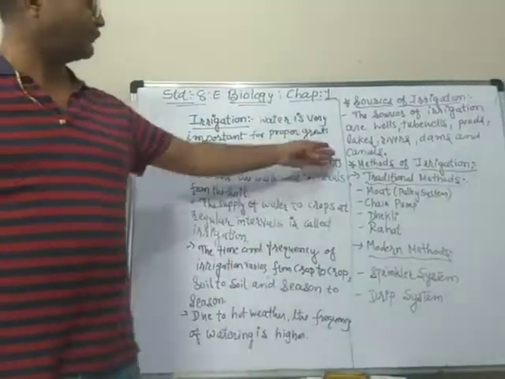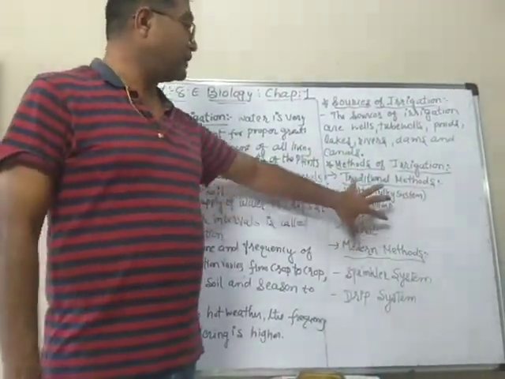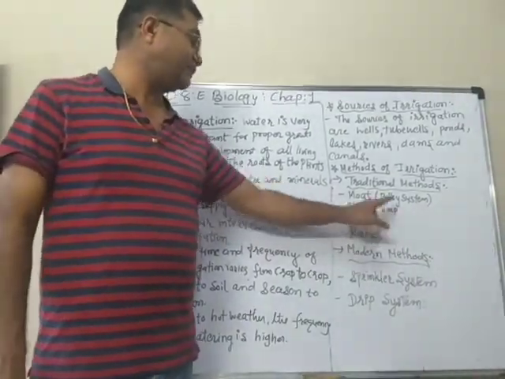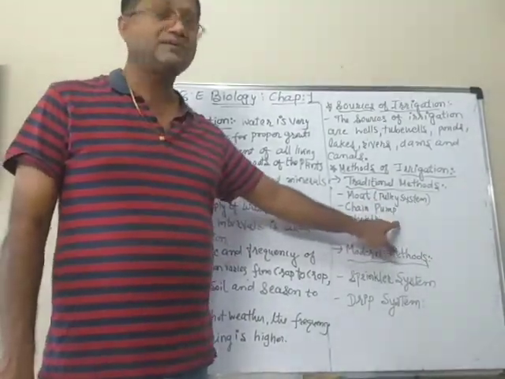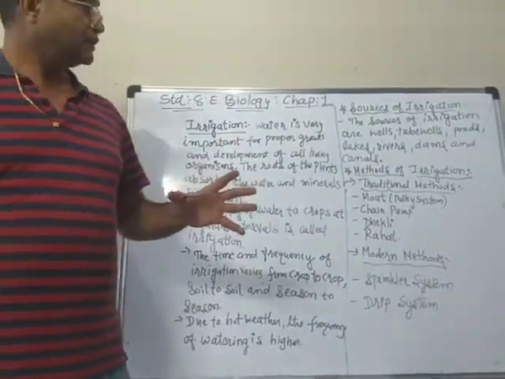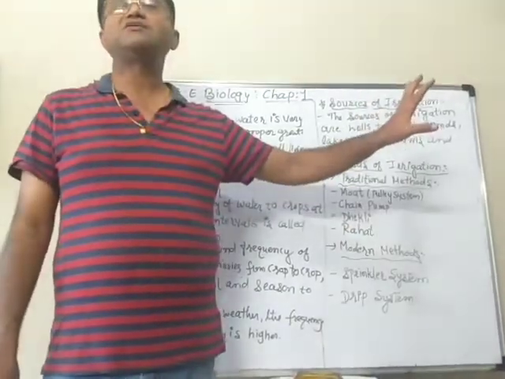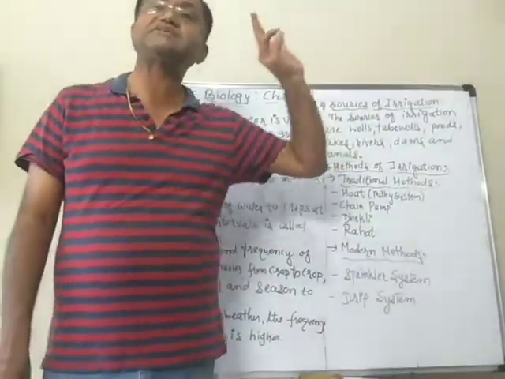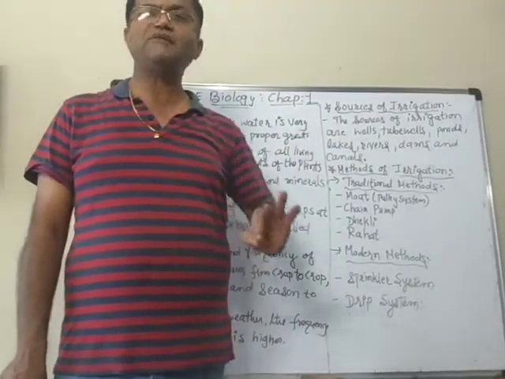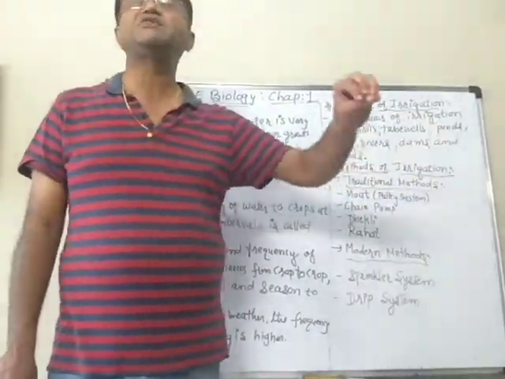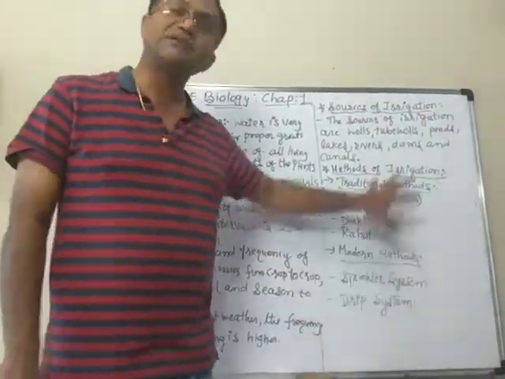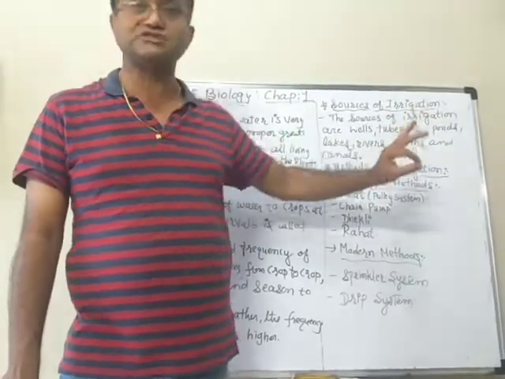So these are the four traditional methods. First was moat, second is chain pump, third one is Dhakali, and fourth one is the rant. Now these are very old methods which take time and also waste water, and therefore they are generally not used nowadays. But if they don't have a modern system, they can still use these systems.